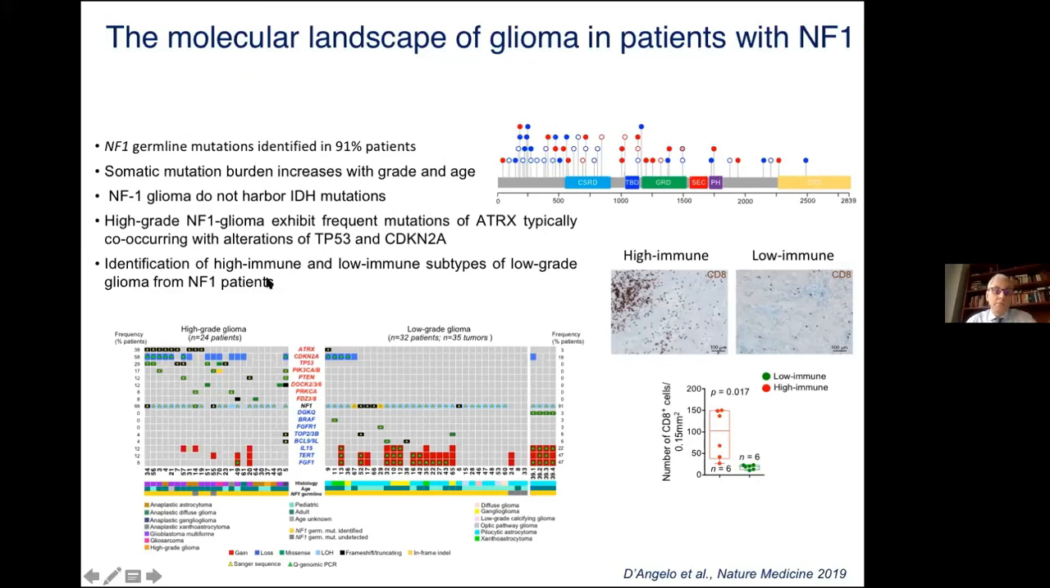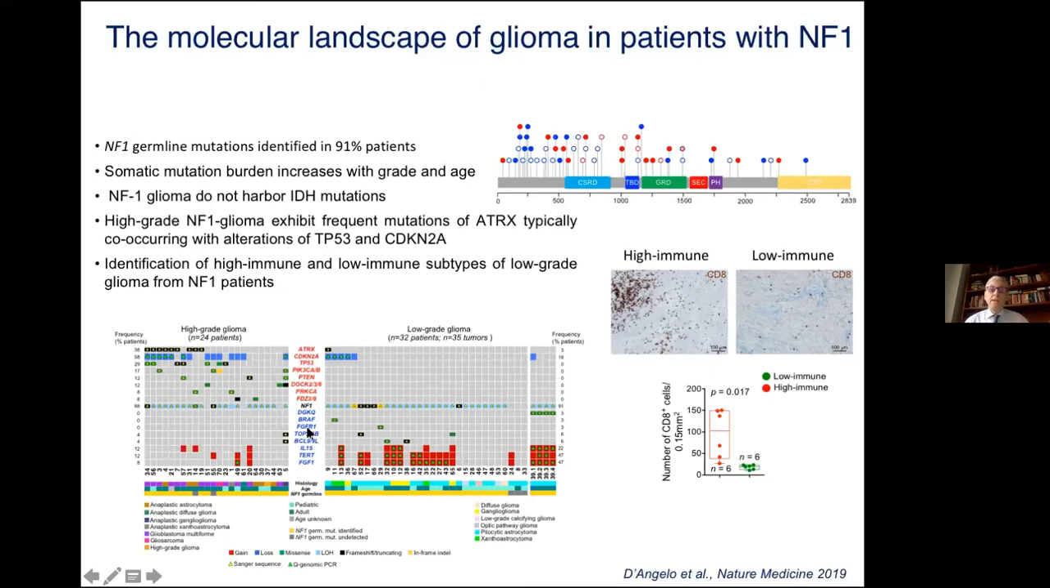And as you can see, we have been able to identify modules of genetic alterations that characterize high-grade glioma in NF1 patients that are completely different from those characterizing low-grade glioma. In particular, the high-grade includes this module of p53, CDKN2A, and ATRX alterations in the absence of any IDH1 mutation, whereas the low-grade essentially doesn't have these alterations, but has primarily alterations of the MAP kinase and FGFR pathways.